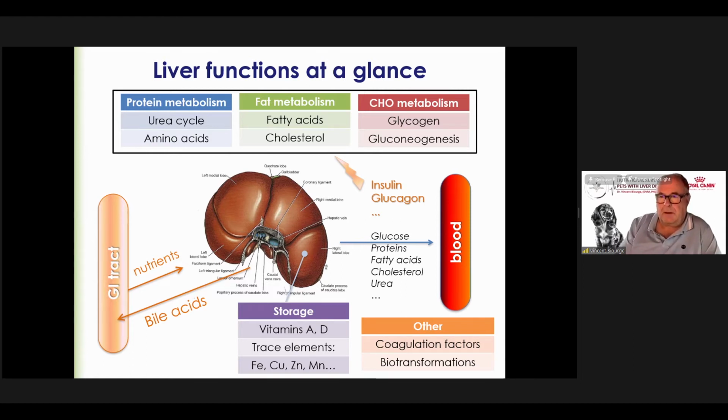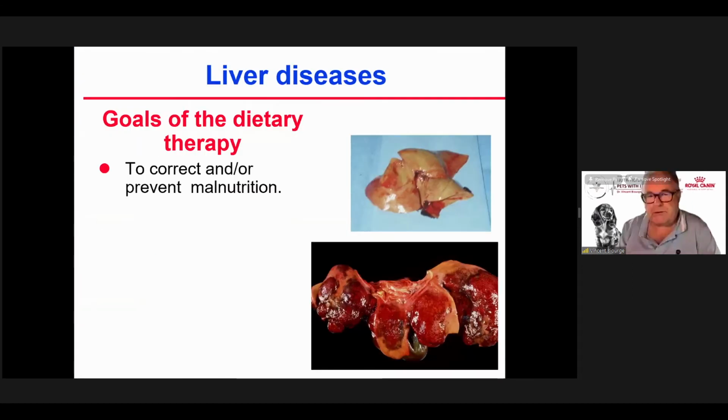What are our goals in the dietary therapy of patients with liver disease? The first and most important one is to correct and prevent malnutrition. In a few slides, I will explain why a patient with liver disease suffers from malnutrition. And I speak about patients with already advanced liver disease, not at a very early stage. If you have a slight increase in liver enzymes, it doesn't mean that you will suffer from malnutrition.